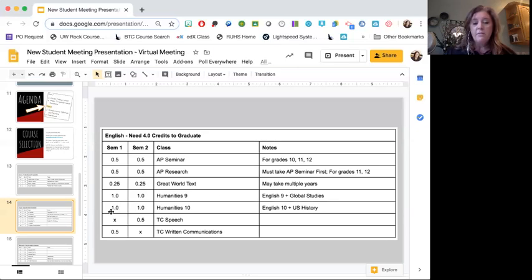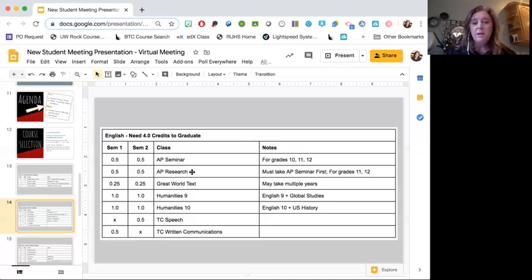Other classes that we offer for English credit would include AP Seminar. This is an AP class, so there is a test at the end that if you score well enough, then you could earn college credit for this class. For AP Seminar, you need to at least be in 10th grade to take. It is open to students in 10th, 11th, and 12th.